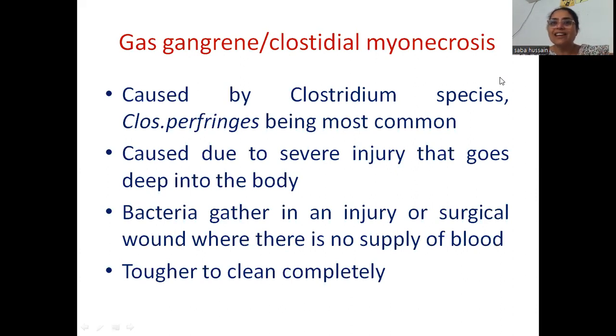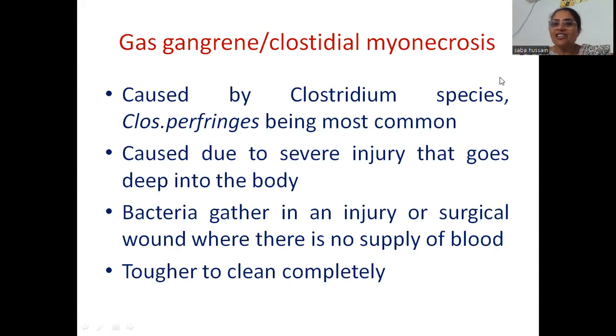Coming back to gas gangrene or clostridial myonecrosis, this is caused mostly by Clostridium species, that can be Clostridium septicum, Clostridium novyi, Clostridium sporogenes. But basically, the most common species that causes it is Clostridium perfringens. So what is gas gangrene?